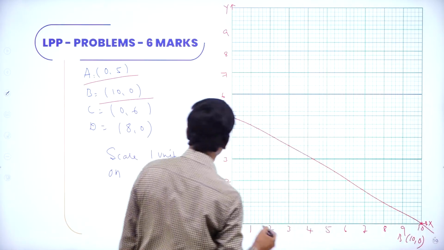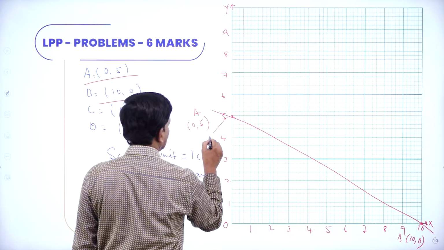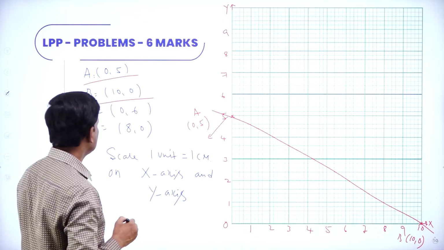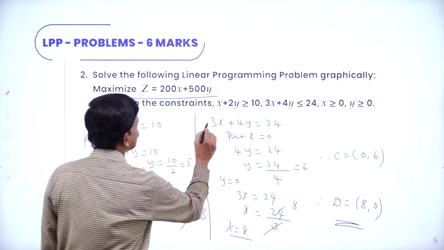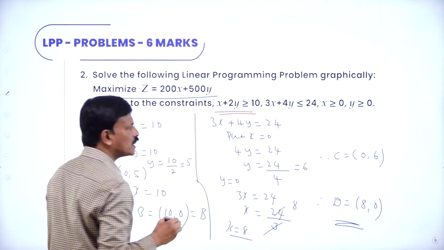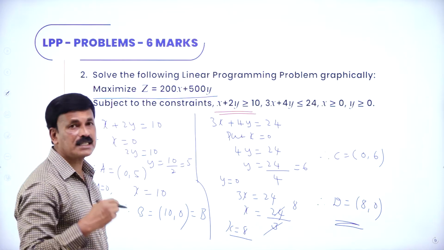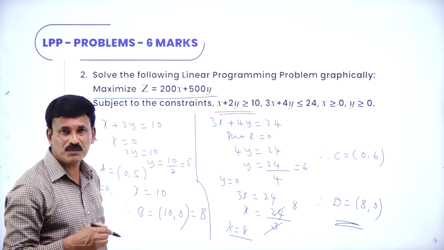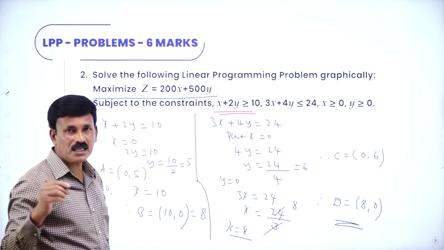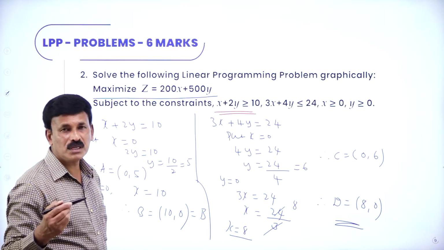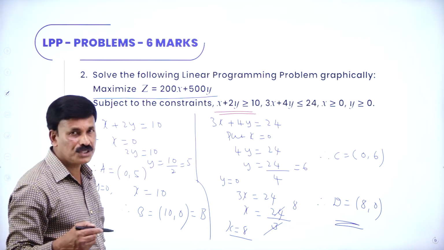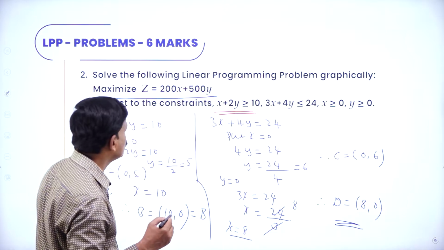This is the straight line. This is nothing but, I will write the equation. What is the equation we have? First equation is x plus 2y is greater than or equal to 10. As I told in the beginning, if it is greater than or equal to, the feasible region is away from the origin. It will go in the upward direction. Okay.